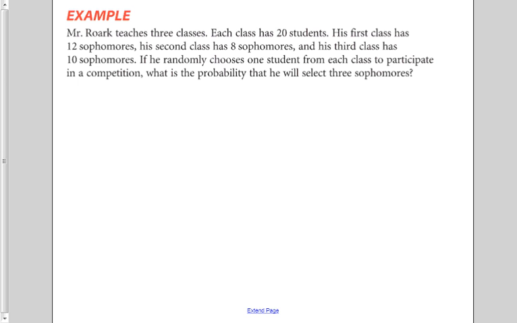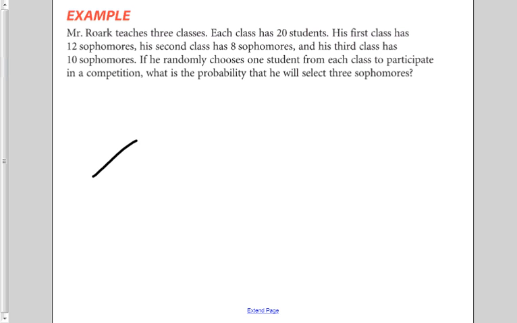Now, Mr. Rourke teaches 3 classes. Each class is 20 students. The first is 12 sophomores, the second 8, and the third 10. What's the probability he selects 3 sophomores, 1 from each class?